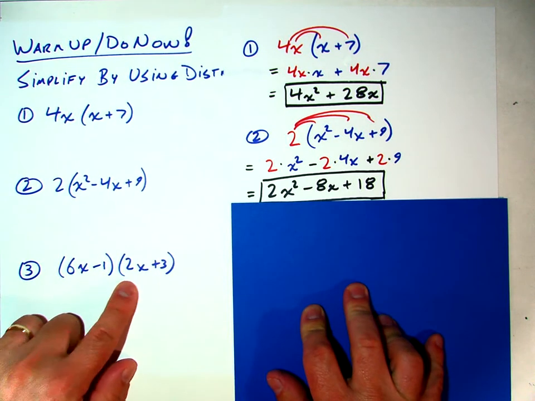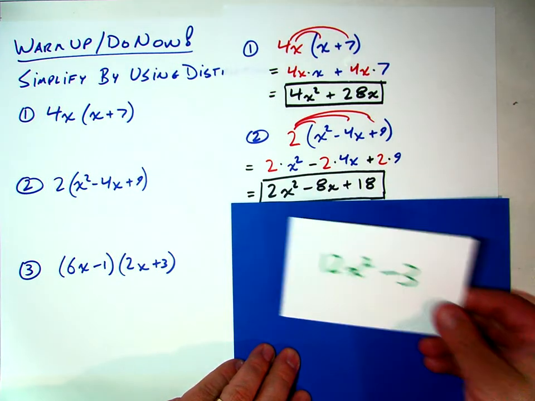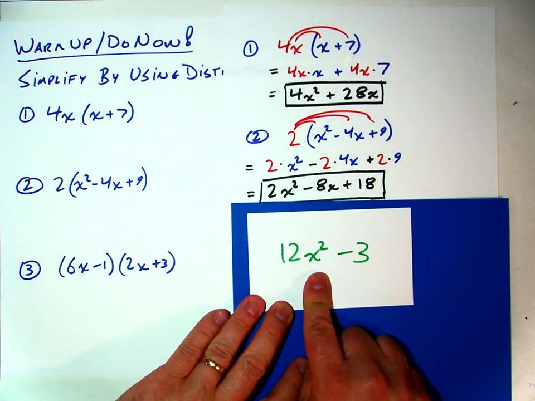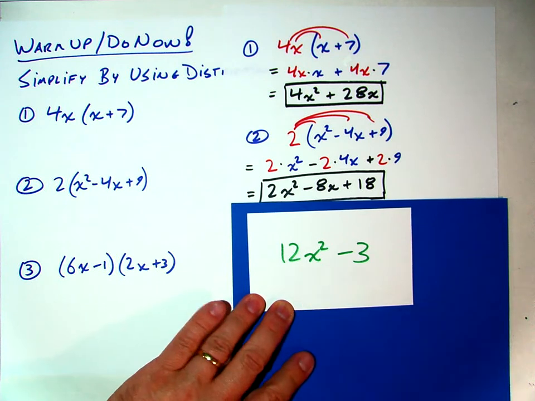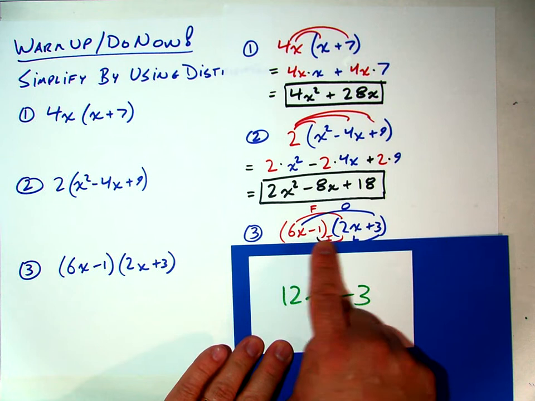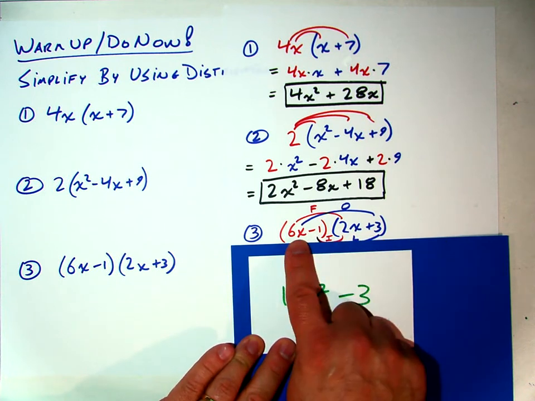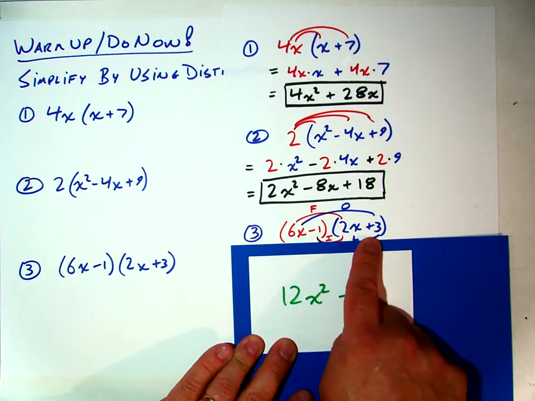The quantity 6x minus 1 times the quantity 2x plus 3. All right. I see your whiteboards. And some of you have this answer, 12x squared minus 3. Let's take a look. Now, here we have 2 terms times another expression with 2 terms. What's a 2-term expression called? It's a binomial. So we have a binomial times another binomial.